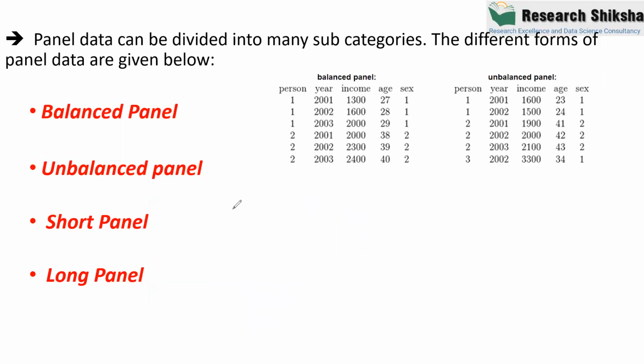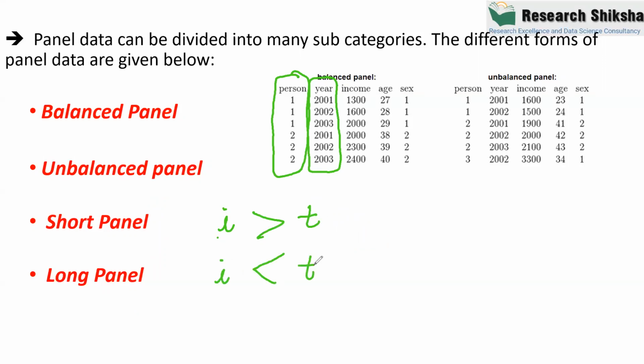Now the question is that when we are having this kind of data, and this is I and this is year, right? We are having two possibilities: when I is greater than T, when I is less than T, right? For example, if we are having the data of 20 companies and 40 years, so 20 companies and 40 years. So which kind of data it is? It is a short panel or long panel?